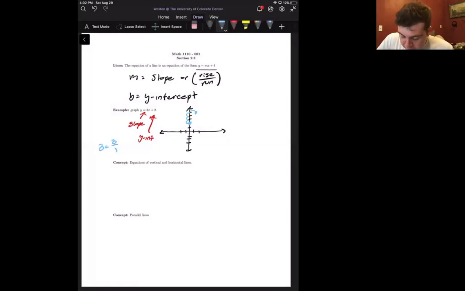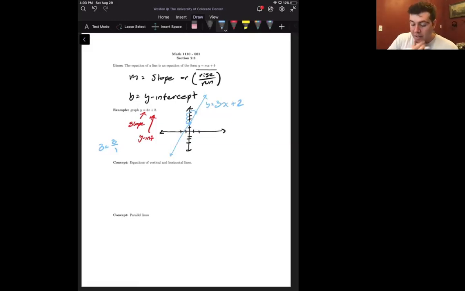We then connect those 2 points with the line through it. And that's our line of y equals 3x plus 2. We just identify the y-intercept, plot the y-intercept, and then use the slope to find another point on the graph.